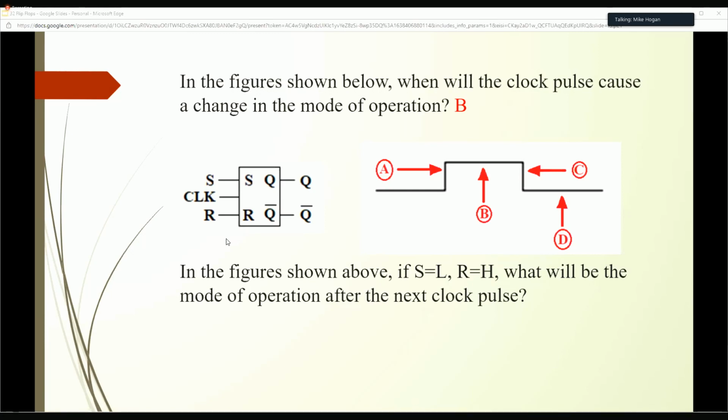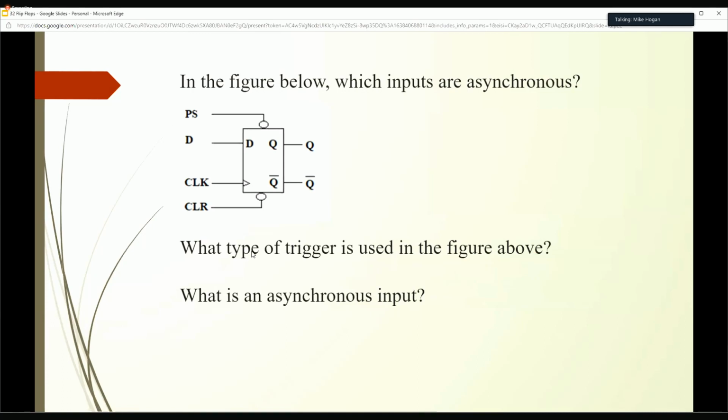Reset meaning that I'm going to change this Q to a 0, right? So reset, Q equals 0. Q not is going to equal a 1. I think we got one more.